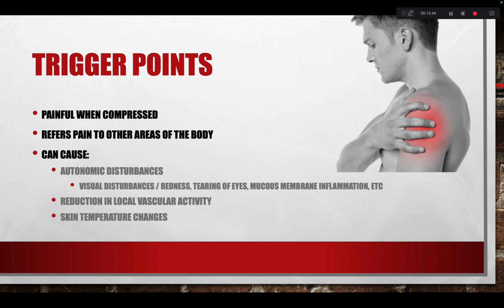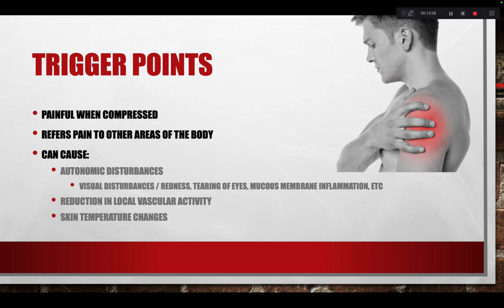Trigger points. This is what it's all about. Trigger points, at least if they're active, are painful when compressed. They refer pain to other areas of the body. And we're going to learn all about certain muscles and where the referred pain is in this semester. It can cause autonomic disturbances.